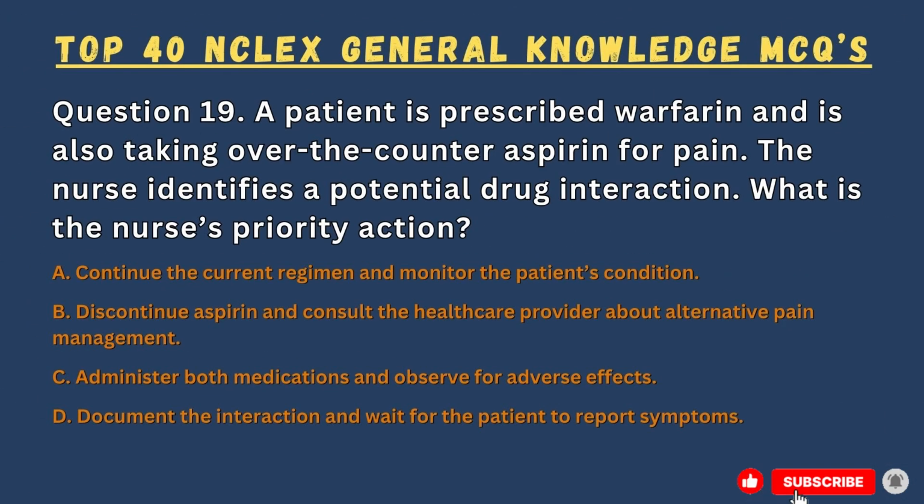Question 19. A patient is prescribed warfarin and is also taking over-the-counter aspirin for pain. The nurse identifies a potential drug interaction. What is the nurse's priority action? A. Continue the current regimen and monitor the patient's condition. B. Discontinue aspirin and consult the healthcare provider about alternative pain management. C. Administer both medications and observe for adverse effects. D. Document the interaction and wait for the patient to report symptoms.